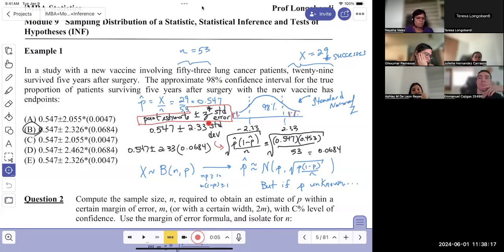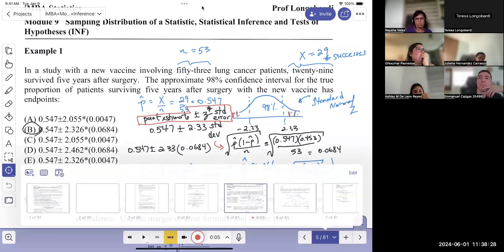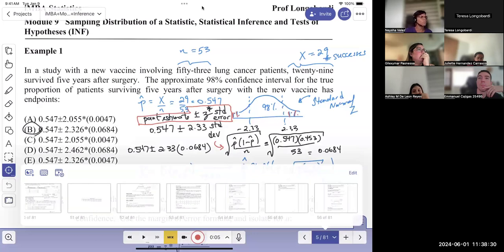Okay, so I'm going to take this statement here, and rather than say Z star, I'm going to refer to this as the critical value. I'm going back to the formula sheet. I'm going to leave you with the formula.